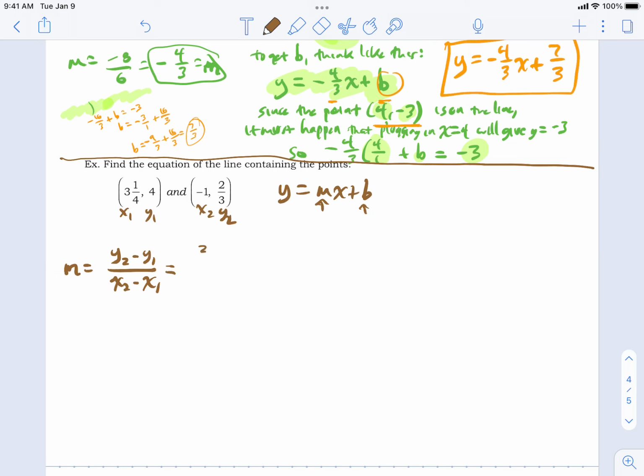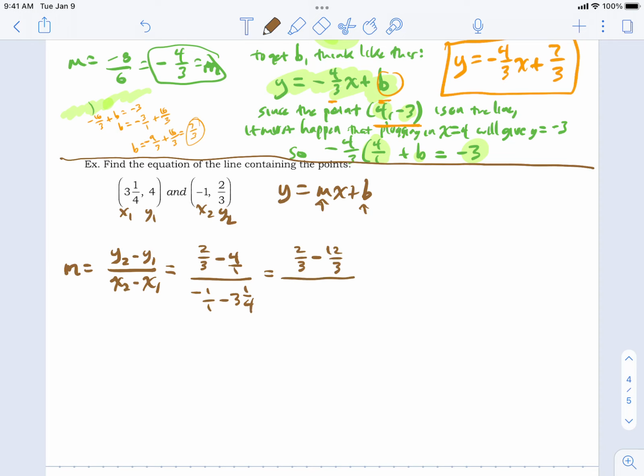So the y2 is 2/3 minus the y1 is 4. I'm going to write it as 4 over 1. On the bottom, the x2 is -1, which I'll write as -1 over 1. And then minus the x1, which is 3 1/4. What's this stuff? Well, here I need to use a common denominator of 3.